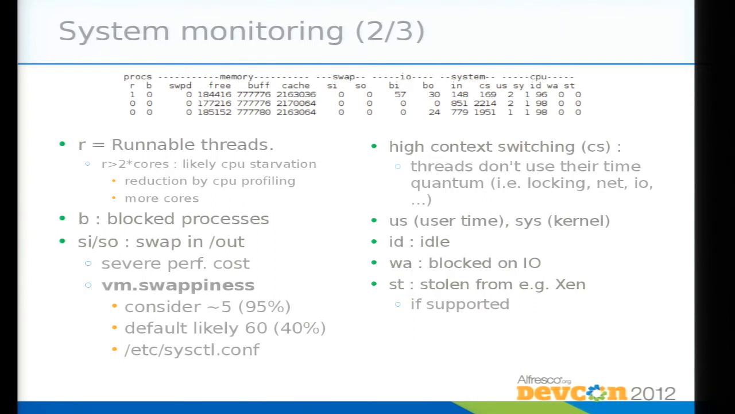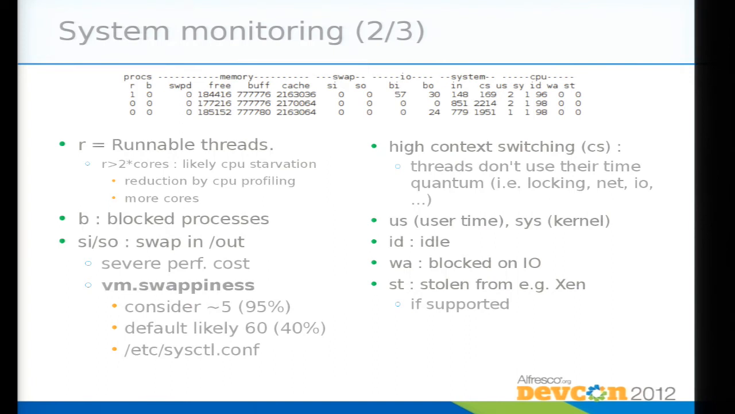In the first column you would have what we call the processor section. So how many runnable threads do you currently have, and how many blocked threads do you have at the same time? Meaning, as it says in the slide, if you have runnable threads higher than twice the number of cores, you're probably having CPU starvation, and we will investigate that later. Blocked processes are processes waiting on something else, maybe I/O, but they can't proceed until something happens.